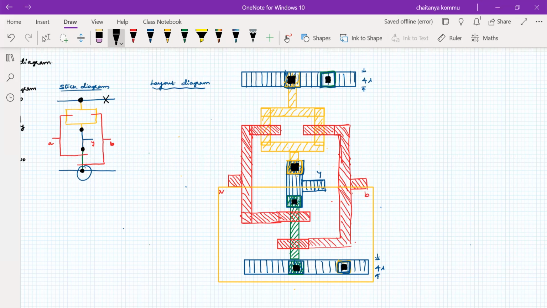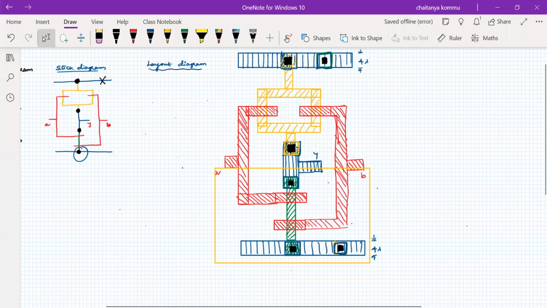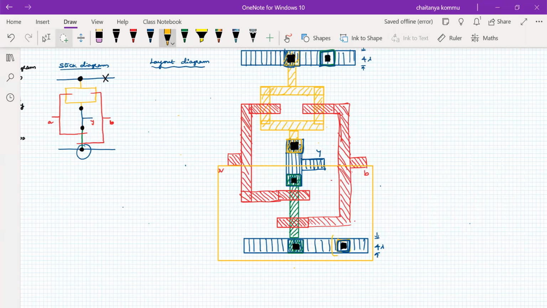Now another thing is that P plus masks are required. So yellow color P plus masks are required. For this yellow color P plus mask, only wherever P regions are there, for those P regions only we have to draw. Similarly, these are the P regions. P plus mask is required for these PMOS transistors as well. Just you have to show the P plus masks as well. So therefore this is called P plus mask.